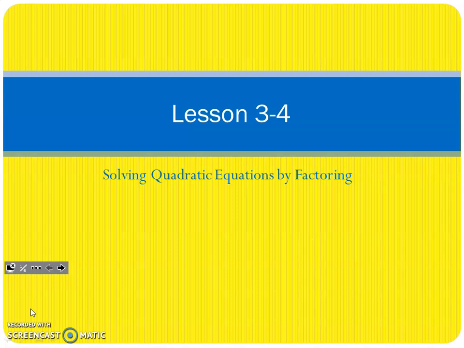Okay, today we're going to talk about lesson 3-4, which is solving quadratic equations by factoring. So before, you guys were just given expressions. Now we're going to be having equations. And when I'm saying equations, I mean you're going to be having things with equal signs. So x squared plus 2x minus 3 equals 0. Okay, how do I solve something like that?